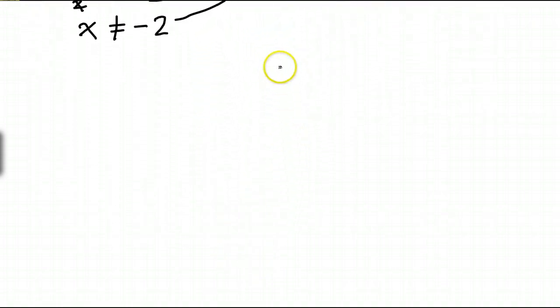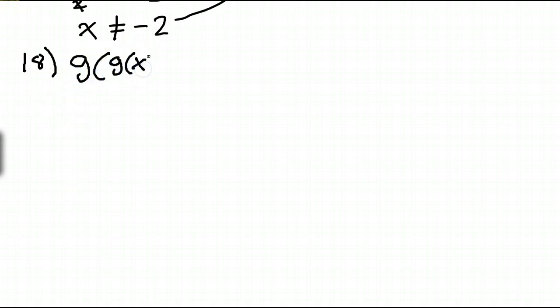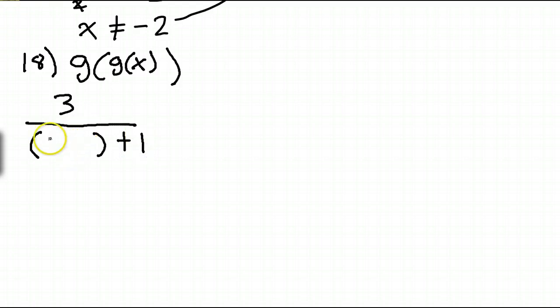Okay, let's do number 18. Let's see, number 18, g of g of x. So function g is 3 over x plus 1. So I'm going to write 3 over parentheses plus 1. Now inside the parentheses is another function g, which is 3 over x plus 1.